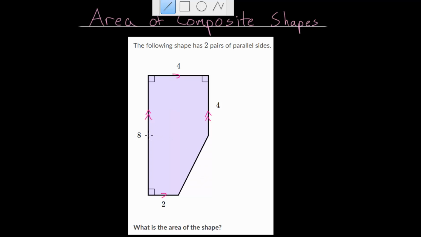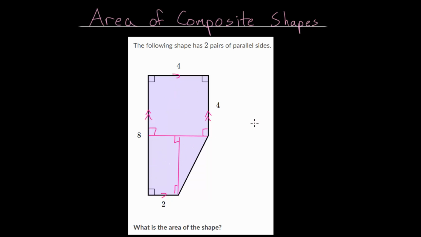So if we drew a line right here at a right angle, then we have this top shape that is a square. And if we also draw a right angle line vertically up here, then we also have a rectangle here. This would also be at a right angle. And this would be a triangle. So this composite shape is composed of a square, a rectangle, and a triangle.